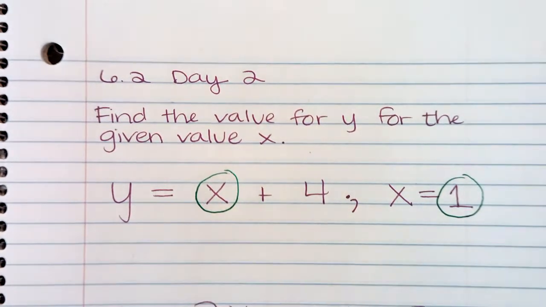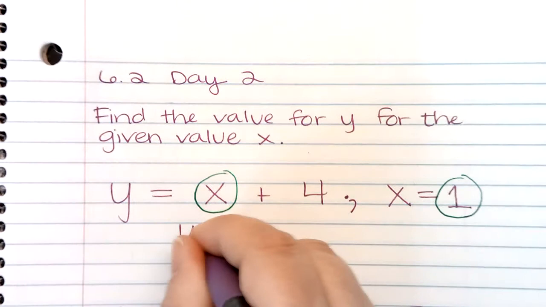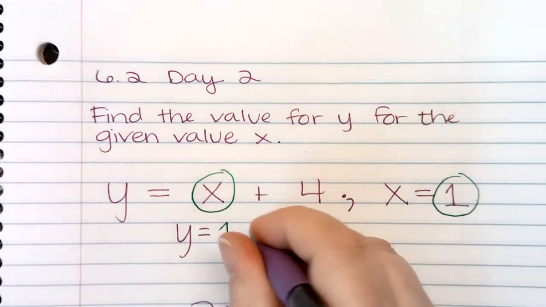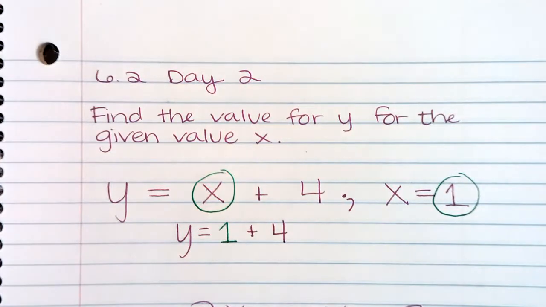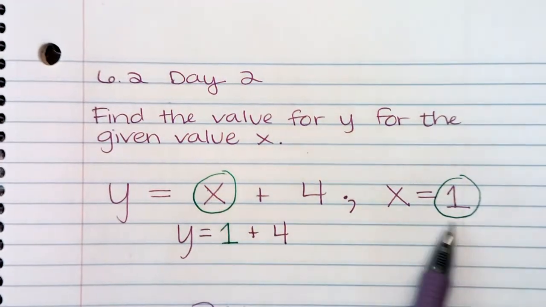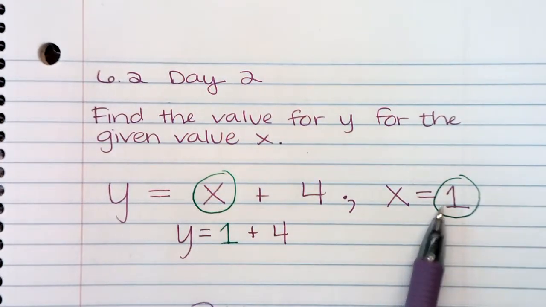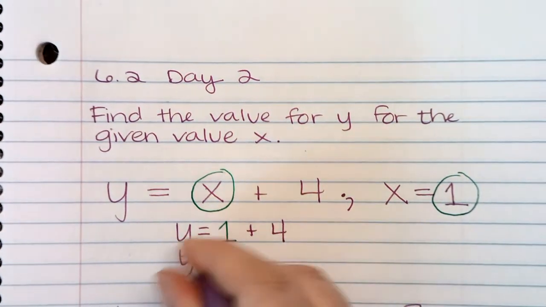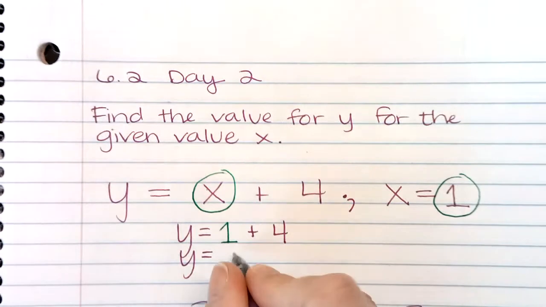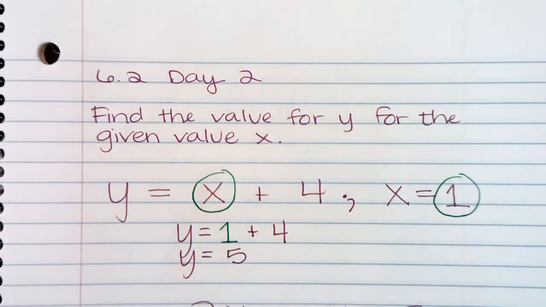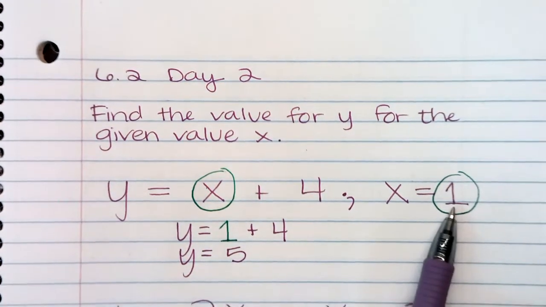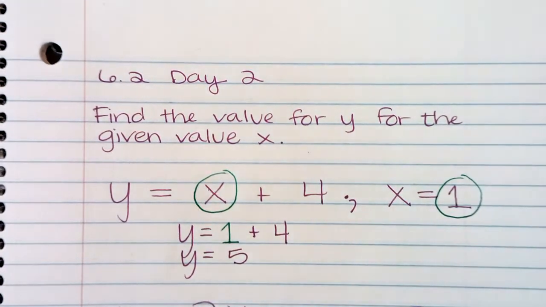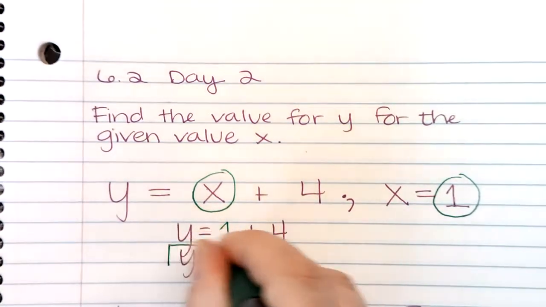So when you rewrite that, you would have y equals 1 plus 4. Okay, do you see how instead of the x, we plugged in the value 1 for x? Now you just simplify. So y equals 1 plus 4 is 5. So when x was 1, plugged into the function, y equals 5. That would be your answer, y equals 5.